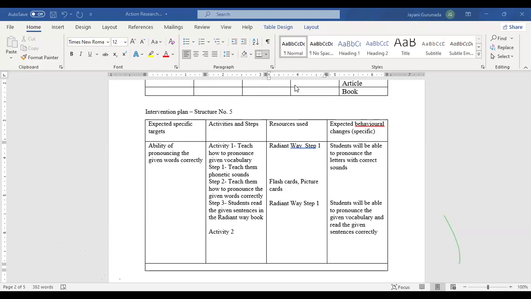So like that, you have to plan for 8. If you are going to have 8 days per month, you have to plan for eight activities and a number of steps under them. Right? Okay, ma'am.